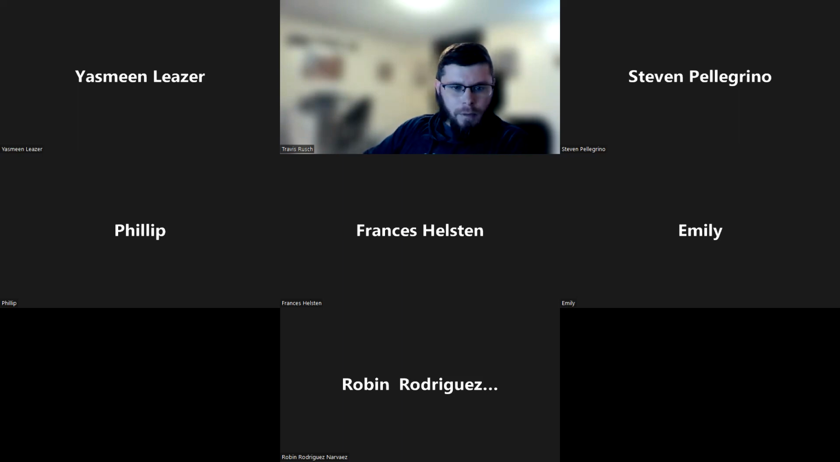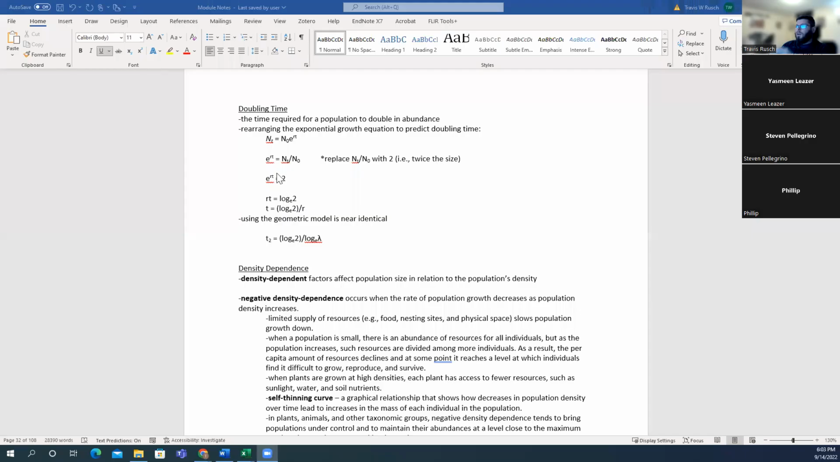So just briefly, I'll share my screen on my notes. So this is what I found about doubling time. The basic definition is just the time required for a population to double in abundance. And then these are the two equations. This is with exponential growth, and then this is with geometric growth, right?